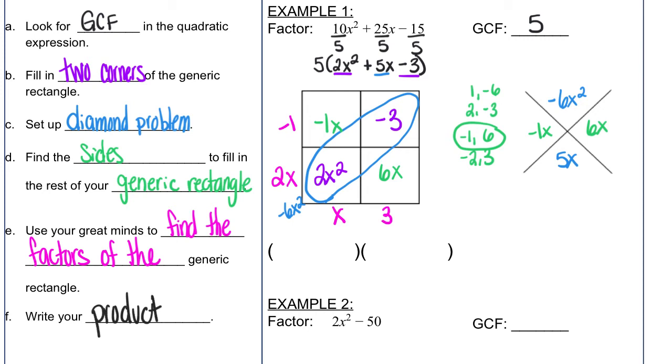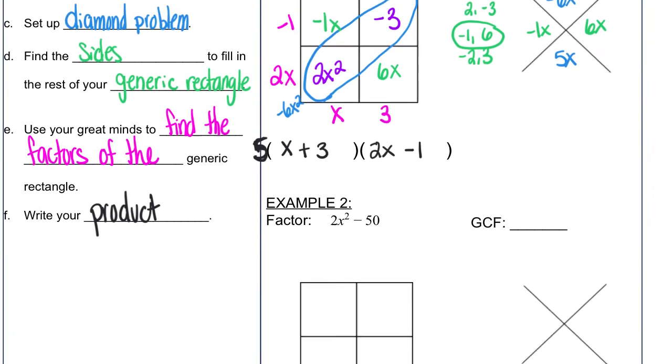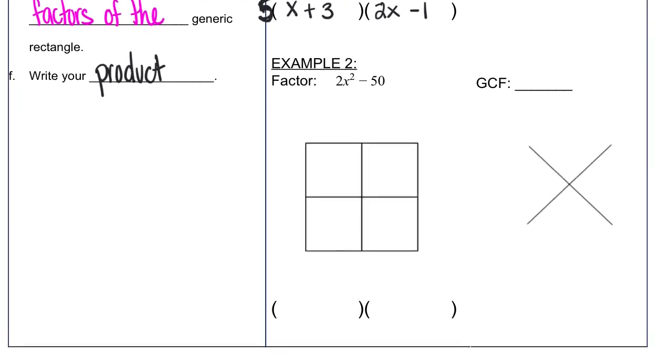Now the last step is to go ahead and write your product. So to do that, I'm going to fill in my GCF at the very front of my product. Then I'm going to put my base as x plus 3, and then my height, which is 2x minus 1. Let's take a look at another example following the same steps.